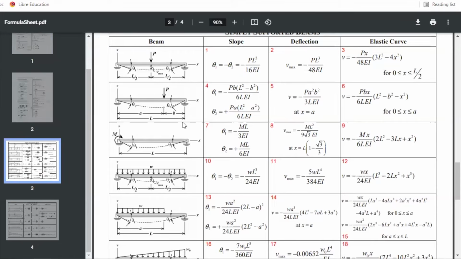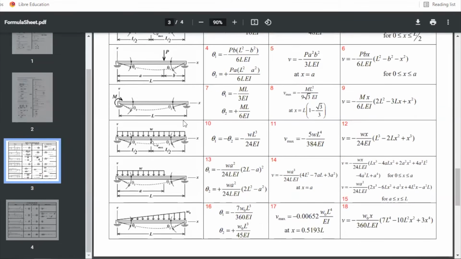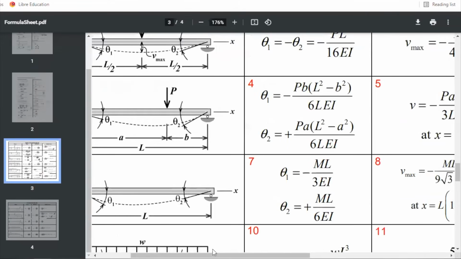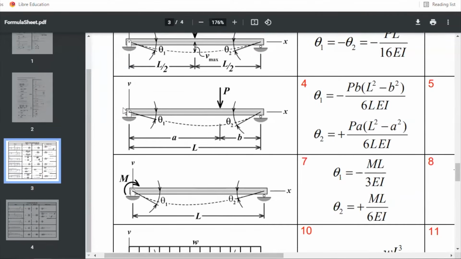So we have this beam, and the only matching beam that we can use would be this case. In this case, we have a force of P acting on this structure. Distance of that force to the left side is shown by A, and distance of the force to the right side is shown by B, and the total length of the beam is L.